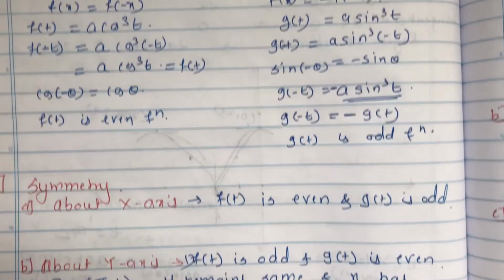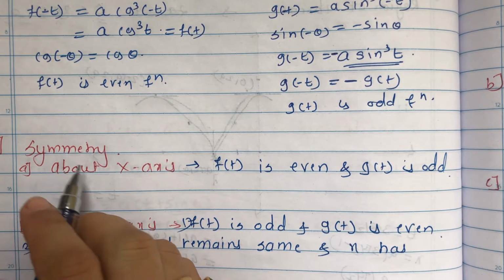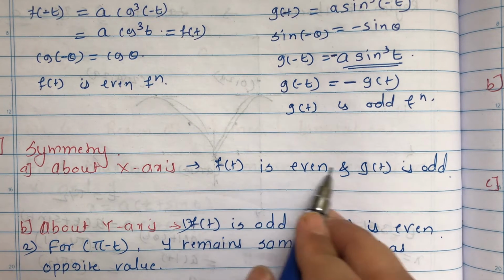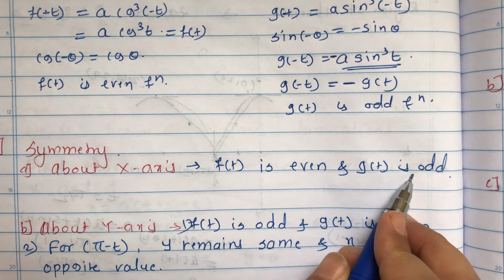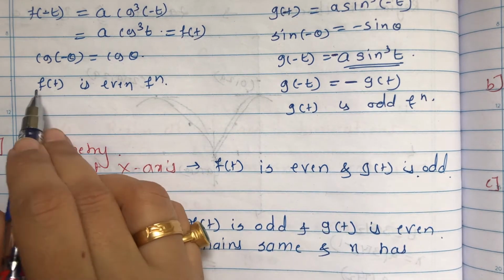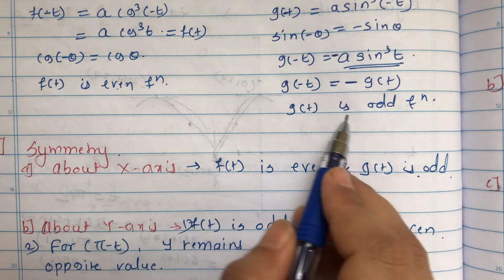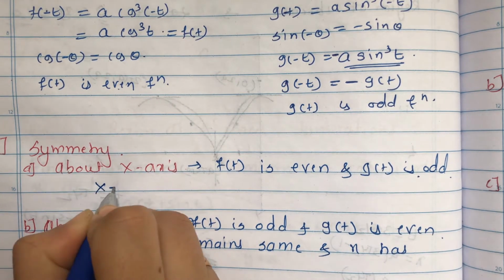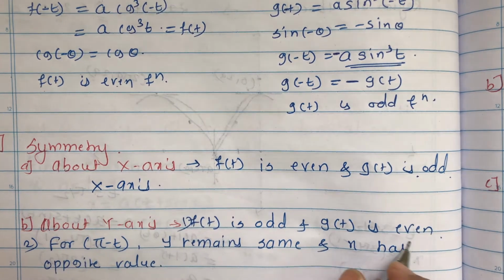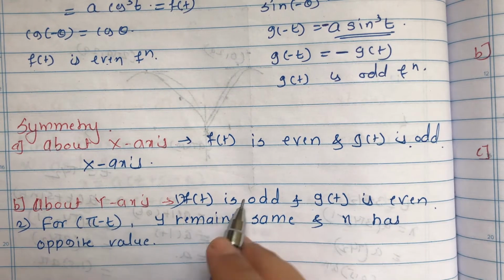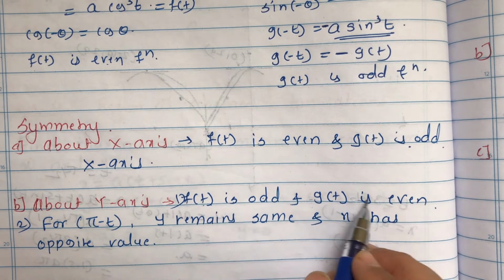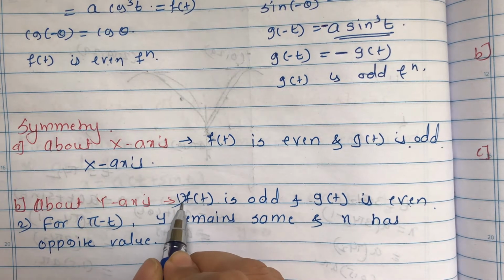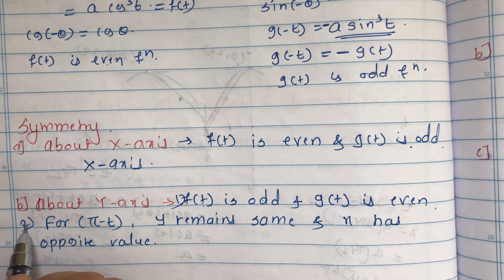Now we'll check symmetry. First is about the x-axis. The condition is if f(t) is even and g(t) is odd, then it is symmetric about the x-axis. And as we have f(t) even and g(t) odd, the curve will be symmetric about the x-axis. Next we'll check about the y-axis. If f(t) is odd and g(t) is even. Now f(t) is even, so we cannot apply this first condition; we will apply the second condition.